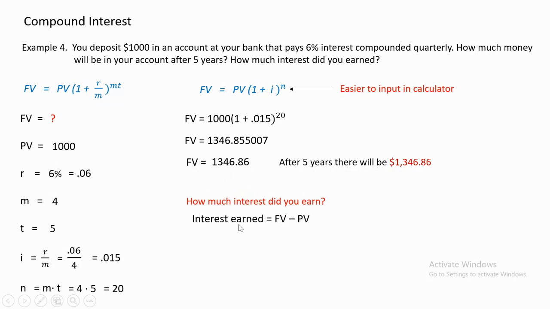Okay. So again, interest earned equals future value minus present value. So that's my future value, what I just earned, and it was 1,000, the original money that you deposited. So you earned a total of $346.86. That's how much interest you earned. So this is money that you earned for just putting your money in that account.